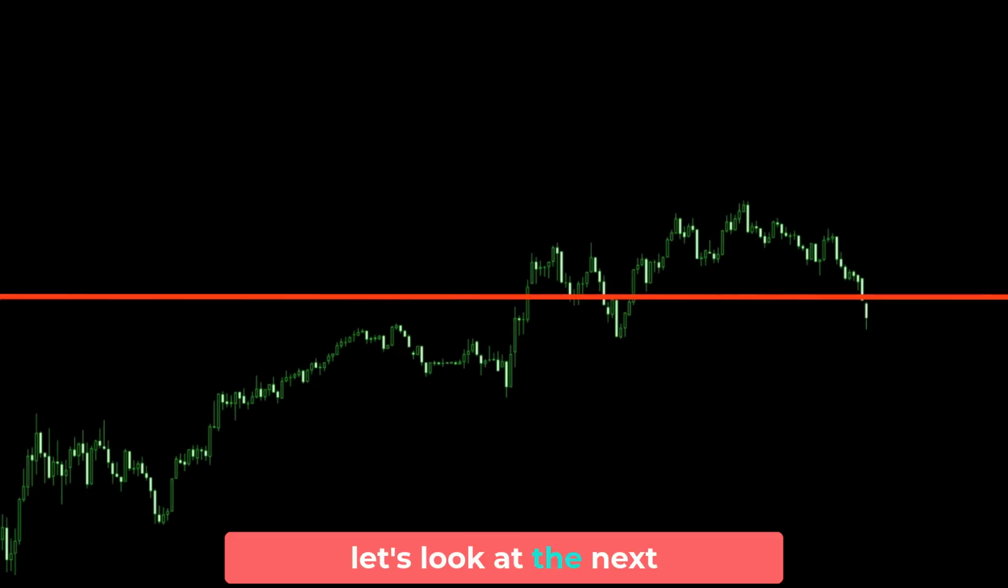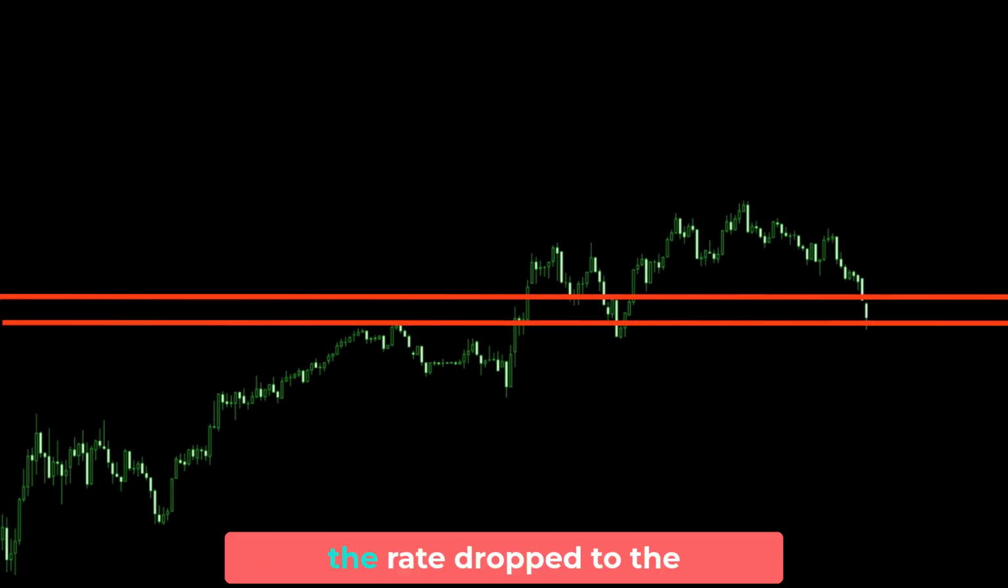Now, let's look at the next candlestick. It didn't react at the 1-hour horizontal line and broke below. Instead, the rate dropped to the horizontal line drawn on the 15-minute chart. If it reacts here, I see that the 15-minute horizontal line is effective and rotate. Proceed with the entry.